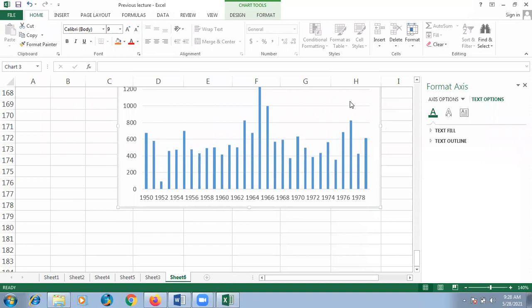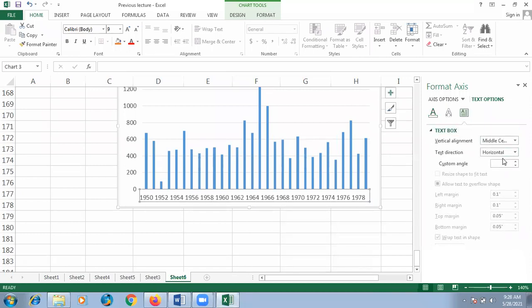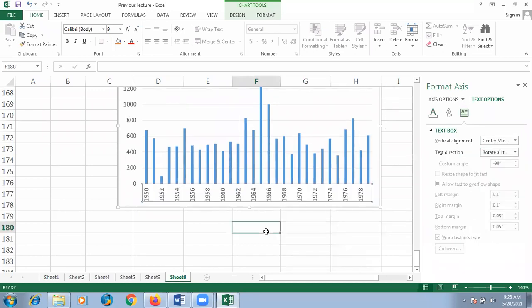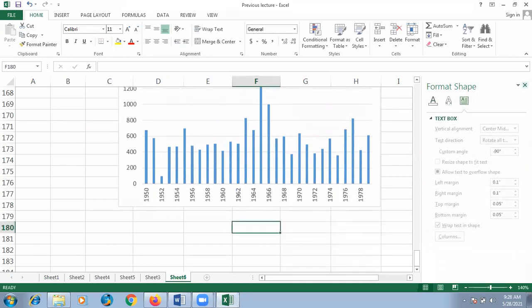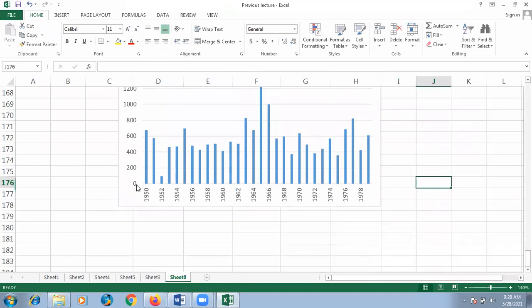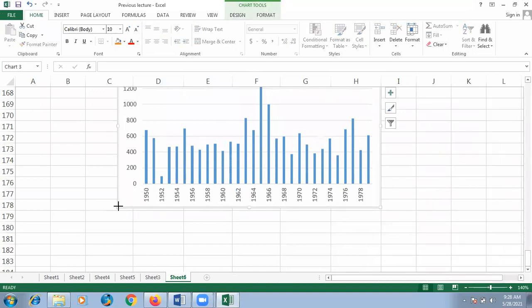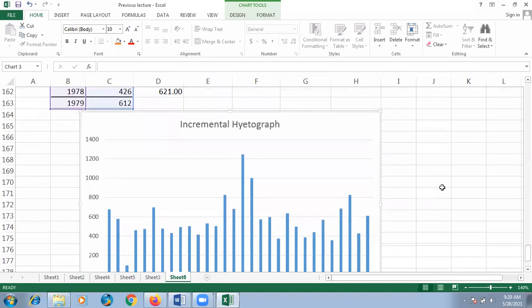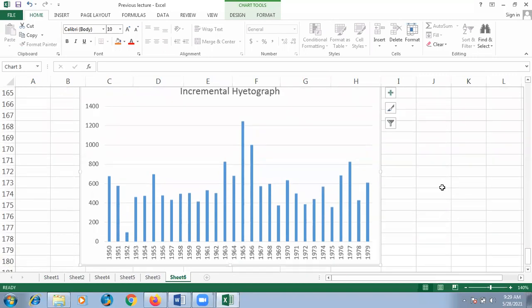One second, in between many wishes to join. Yeah, I have changed this. And then I will make it a little bigger such that every year is visible. Yeah. Now, if you look into this, every year is visible.